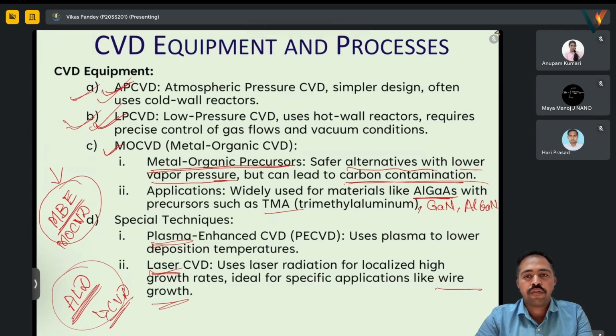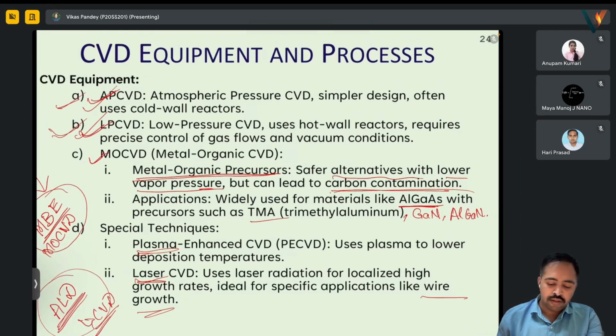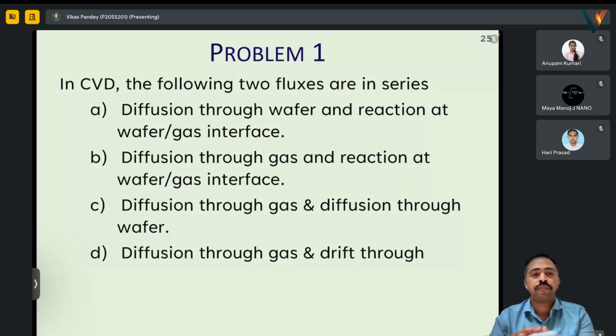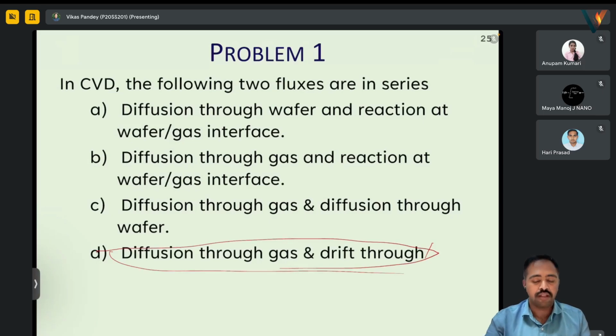So let's solve some questions related to this. In CVD, the following two fluxes are involved: diffusion through wafer and reaction at wafer or gas interface; diffusion through gas and reaction at wafer or gas interface; diffusion through gas and diffusion through wafer; or diffusion through gas and drift. Anyway, leave it. Let's remove this option. I think the second part is missing. So, anyone with the answers?